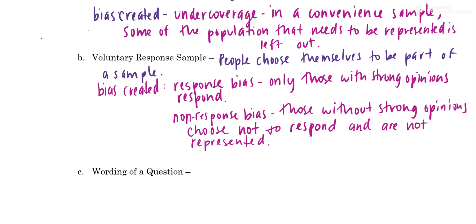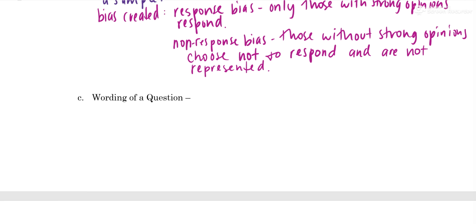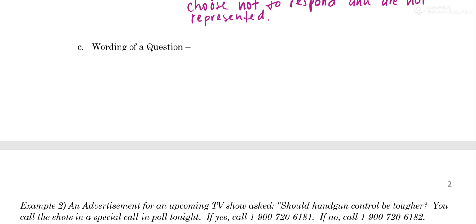So when you hear of data that's been voluntarily collected, just know that it is very likely not going to be representative of the entire population as a whole. And then finally, we have wording of the question, and then we'll look at an example.